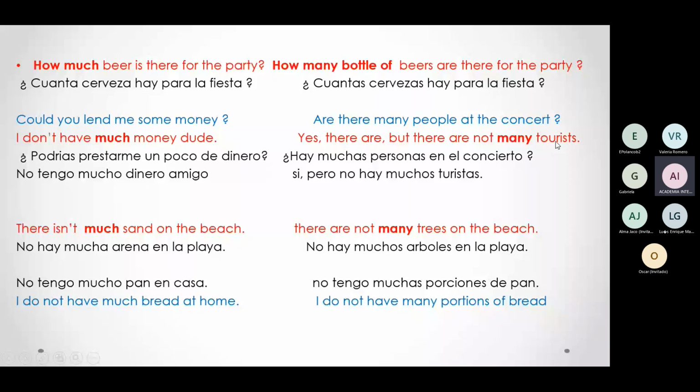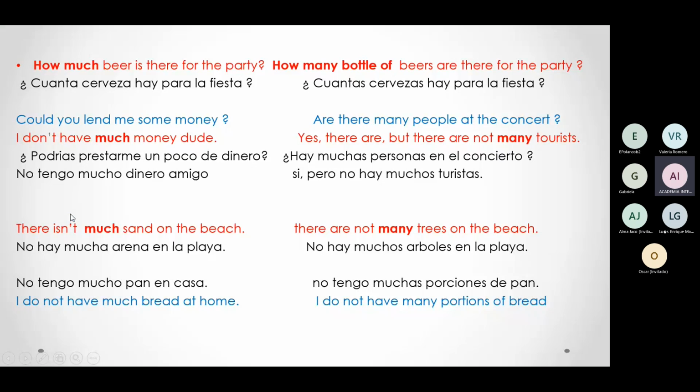So this is a countable noun. I can count people. Puedo contar a las personas, ¿verdad? O sea, obviamente las personas son los turistas. One tourist, two tourists, three tourists. But in this sentence, I'm using a quantifier. Estoy usando un cuantificador. Yes, there are, but there are not many tourists, muchos turistas. And this is a negative sentence, okay?